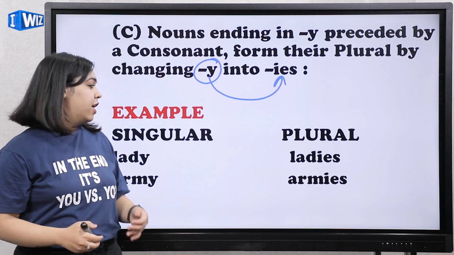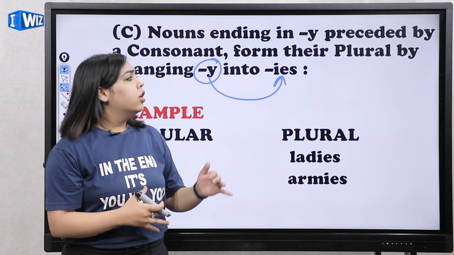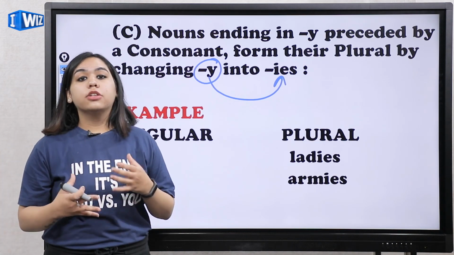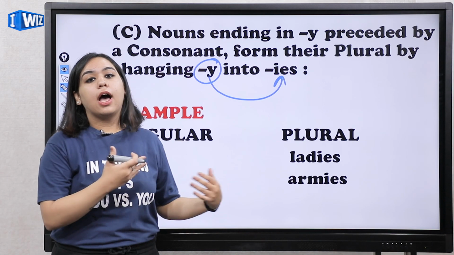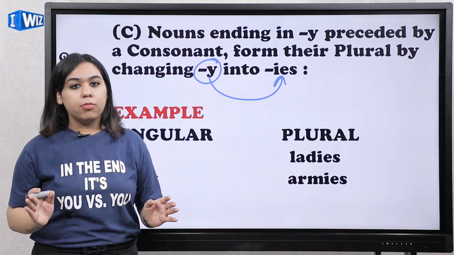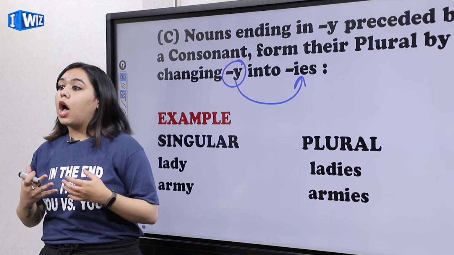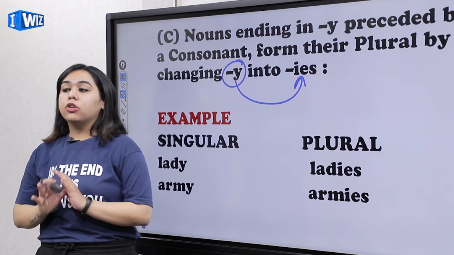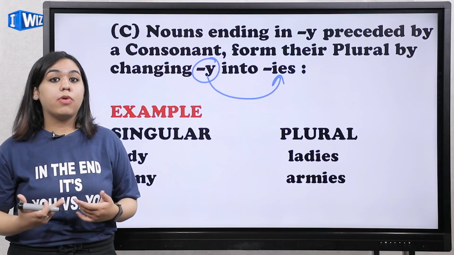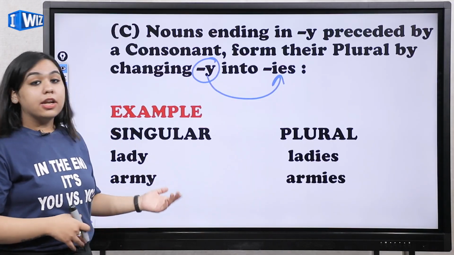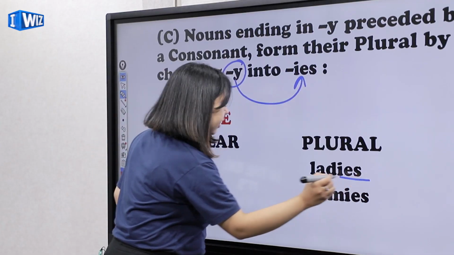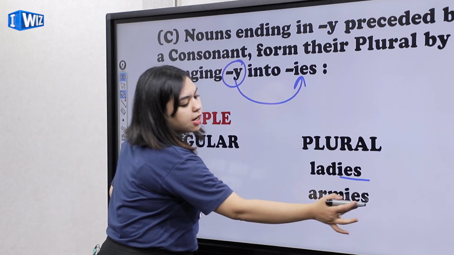adding ies. Before getting into that, you might be thinking, ma'am, are we supposed to learn all these rules, how we convert them by adding ies, by adding s or es? No, you don't have to cram them up. You just need to understand how they are formed. You need not cram them. You just need to understand them and practice them. Practice is really important. So getting back, here you see y is converted into ies, army and armies.